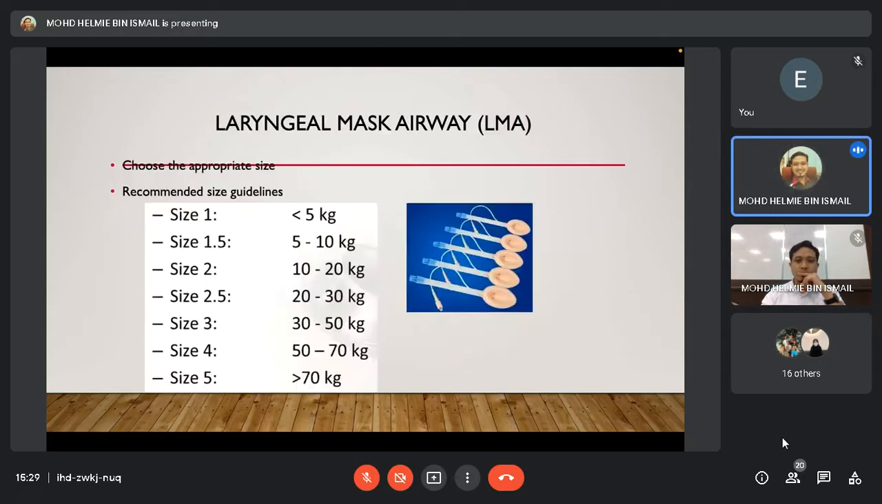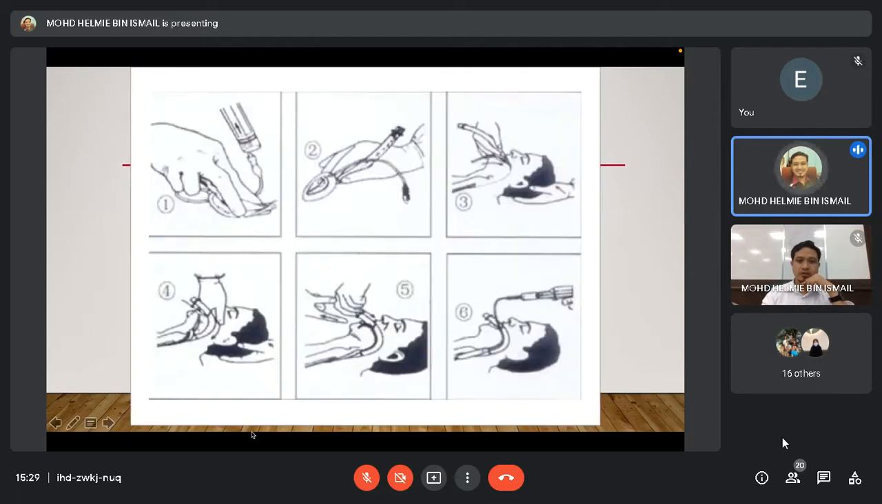Alright. This one I don't want to touch in more detail, basically. I just want to touch on it in general. LMA comes in different sizes depending on patient weight. How you insert an LMA, I think you can learn during your NS posting.